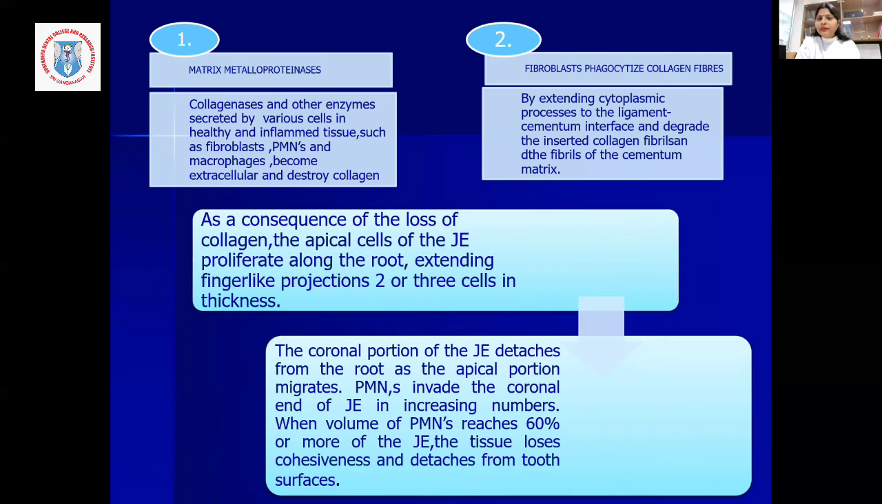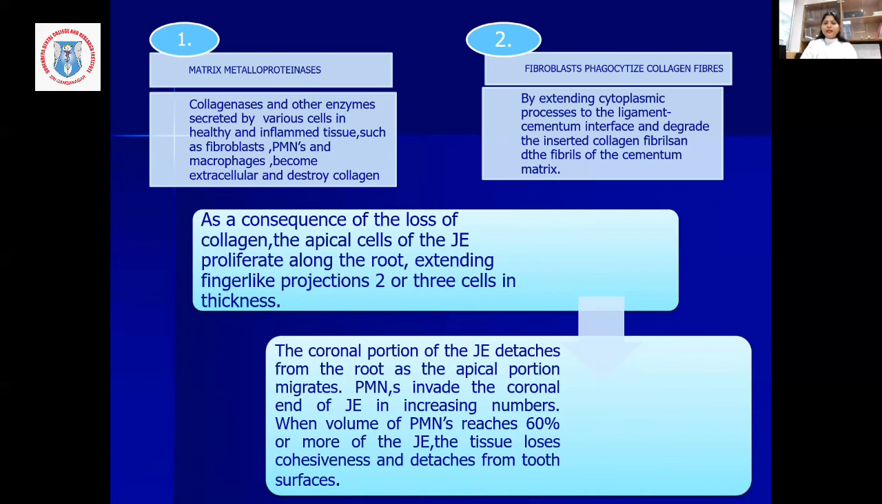Now, at the cementum interface, the collagen fibers are inserted. They are degraded by the fibroblasts that extend the cytoplasmic process and degrade the fibers at the cementum interface. So the fibers will be lost and the space will be empty, occupied by the inflammatory cells. As a consequence of the loss of the collagen, the gingival fibers in the connective tissue are destroyed. When they are destroyed, the apical cells of the junctional epithelium will start proliferating along the root, extending finger-like projections 2 or 3 cells in thickness.